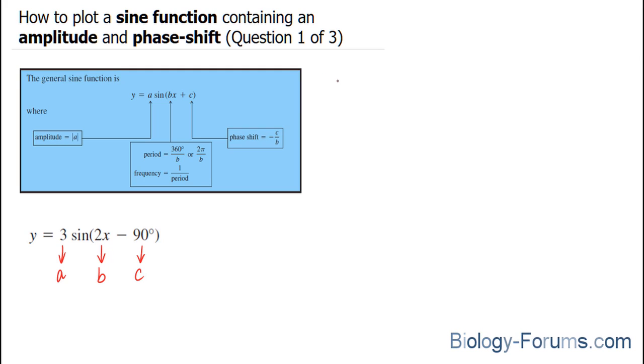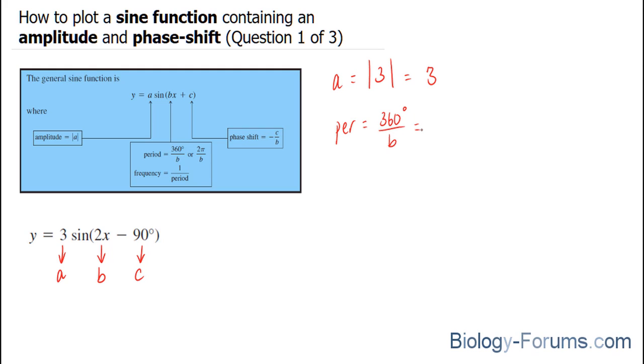So let's write out what we know. Our amplitude is equal to 3, and when you find your a value, you always want to take the absolute value. So your amplitude is 3, so if that were -3, for example, your amplitude would still be 3. And your b value is significant because it helps you find the period. Now, since our equation is defined in degrees, we have to use this formula and not this one. So your period is equal to 360 degrees divided by your b value.